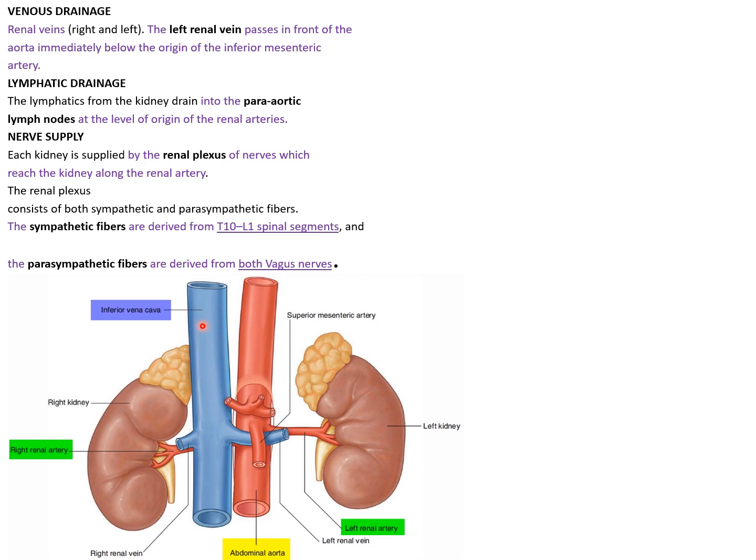The lymphatic drainage of the kidney is to the para-aortic lymph nodes, which are present near the origin of the renal arteries. The nerve supply of the kidney is through renal plexuses, which reach the kidney through the renal arteries. The renal plexuses are formed from both sympathetic and parasympathetic fibers. The sympathetic fibers are derived from T10 to L1 spinal segments, and the parasympathetic fibers are derived from both vagi.